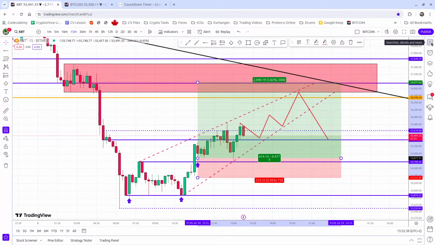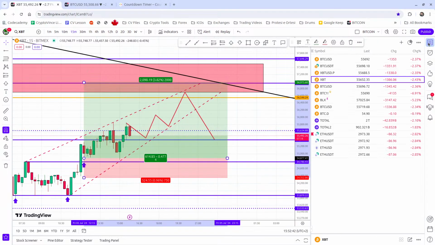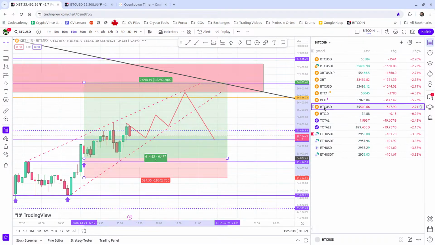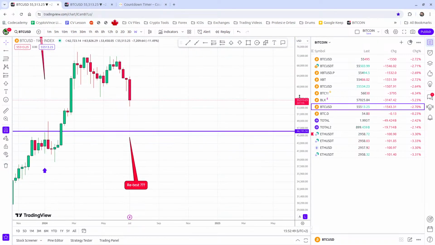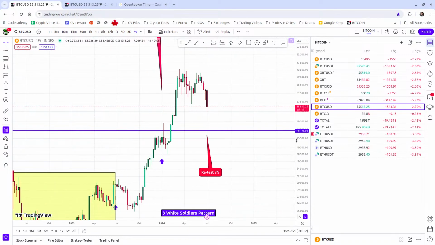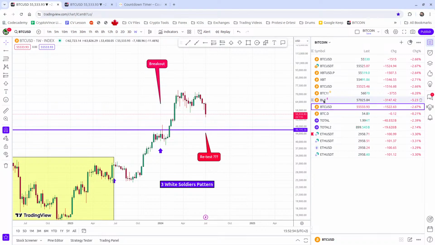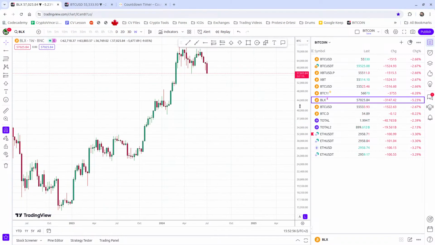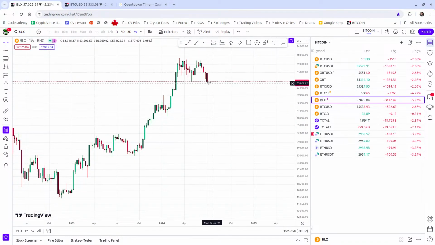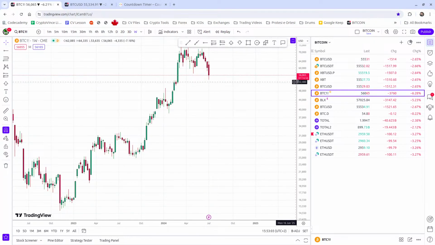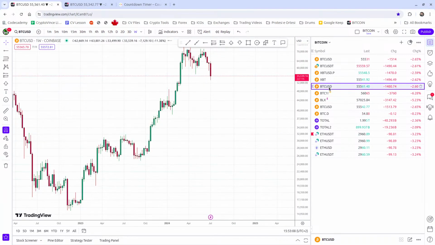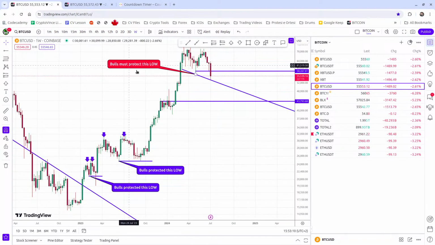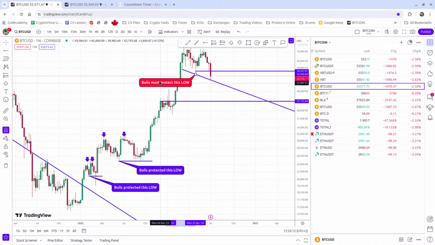So, or else, let me go back in the weekly. Okay, this is the monthly chart. See if I forgot anything. This is not updated yet. Let me see if I have anything that I forgot to say. Bulls must protect this level.